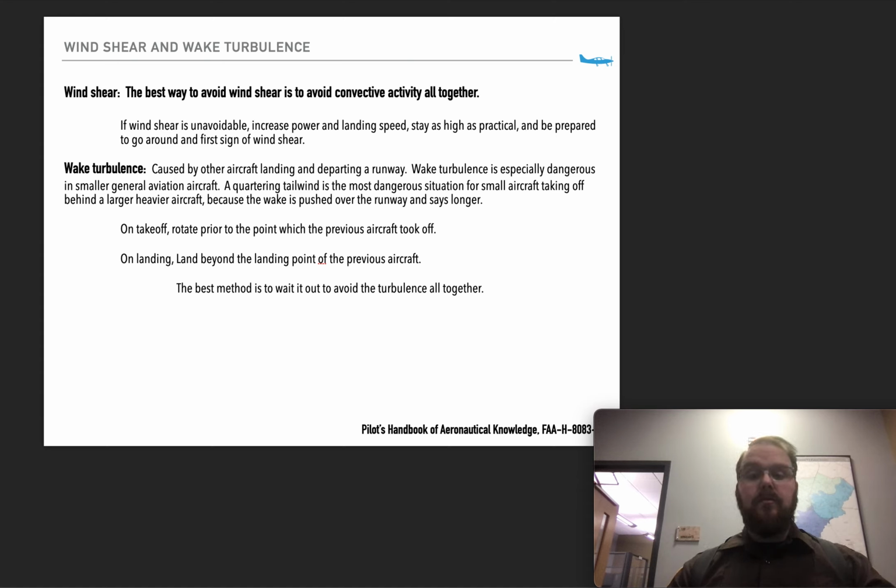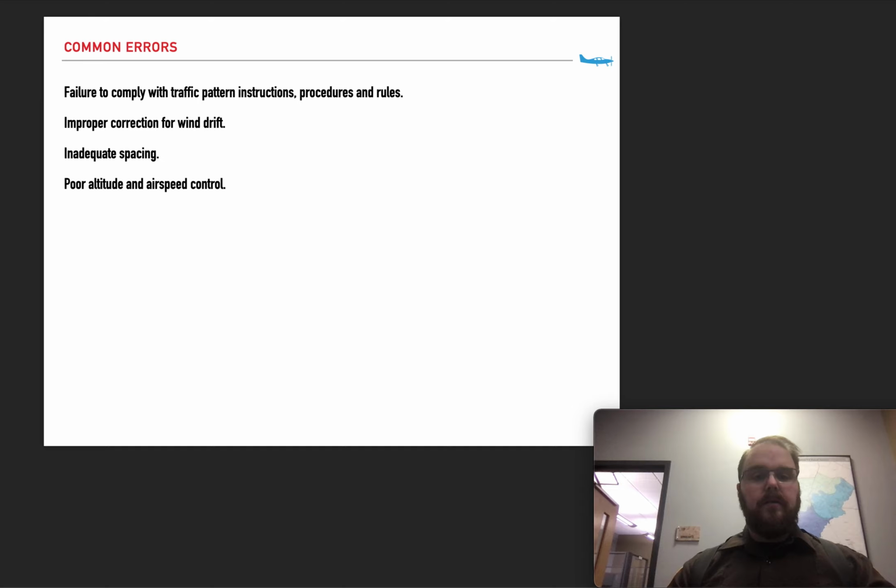Stay as high as practical in case you lose any airspeed or altitude, and it's important to avoid wake turbulence as well. So if you're taking off behind a larger jet, rotate prior to the point where they took off, and that's going to keep you above the wake turbulence. On landing, try to land higher and beyond the landing aircraft in front of you. Or you could wait it out altogether.